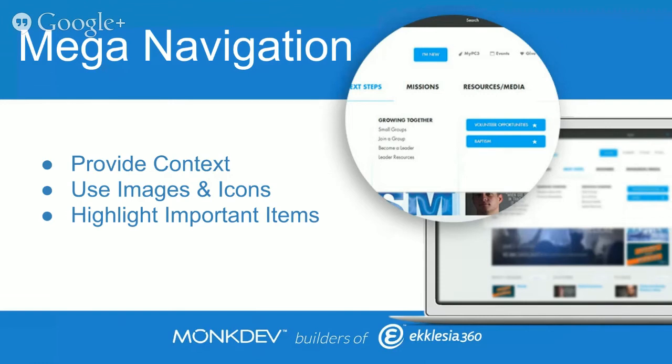All right, the next thing we're going to get into is mega navigation. One of the things we like about it, and it can help churches, is it provides context for navigation items. You can use images and icons to draw people to critical next steps, and highlight important items. We've also written a blog post, and we released it. It's a great reference for churches that are rocking mega navigations. We'll tweet that out after the webinar, so you can read it and see how they're using it and why it's effective.